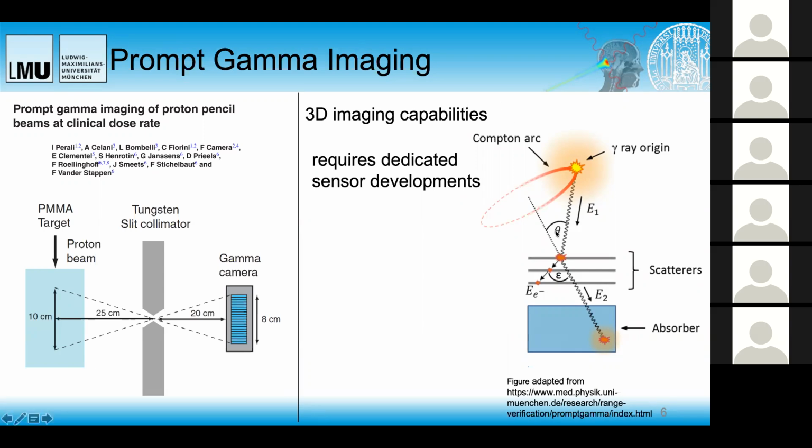The idea here is that you exploit the kinematics of Compton scattering of the prompt gamma to more accurately reconstruct the prompt gamma emission. Such a dedicated detector that needs to be developed, comprised of different scatterers and absorbers, could in principle also allow for 3D imaging capabilities. And such a detector would also eliminate the use of a tungsten slit collimator.